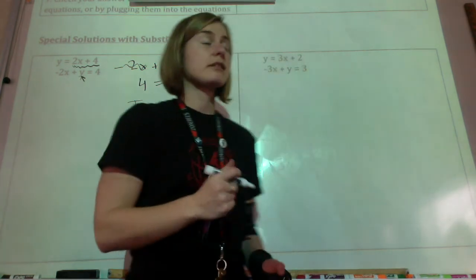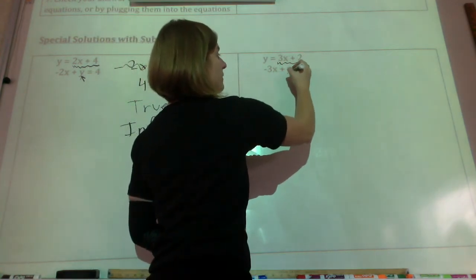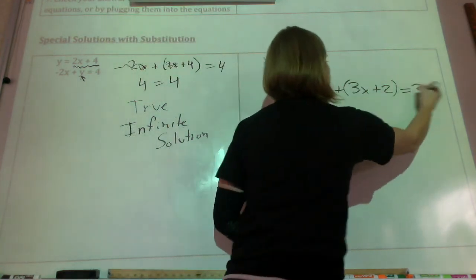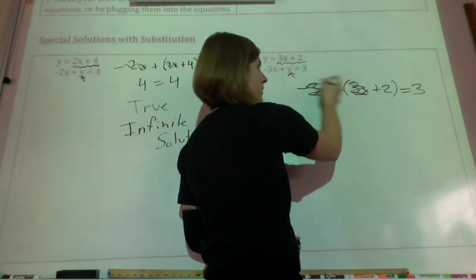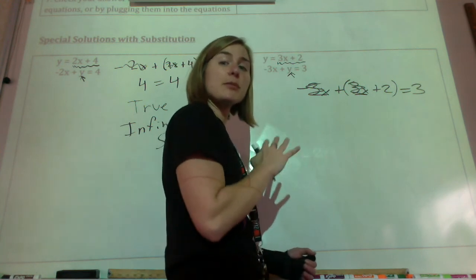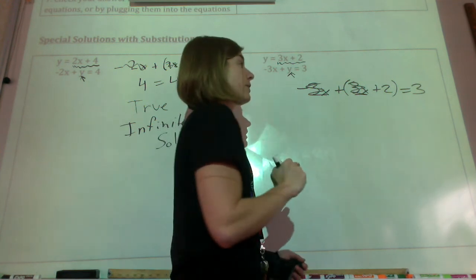So let's take a look at our next example. Take everything that equals y and plug it in. We have a negative 3x and a 3x, so those cancel out. So once again, my variables canceled out, so right away you would know that this is either going to be no solution or infinite solution.